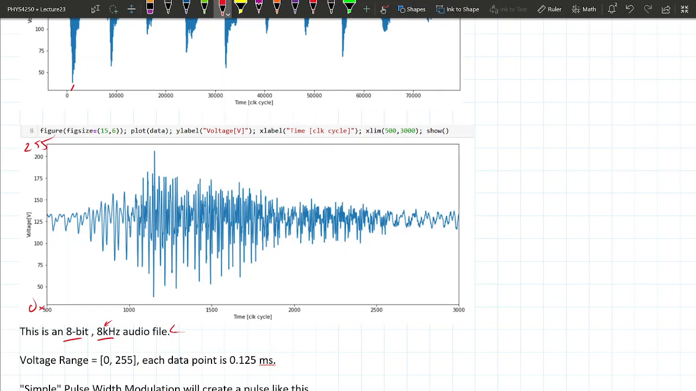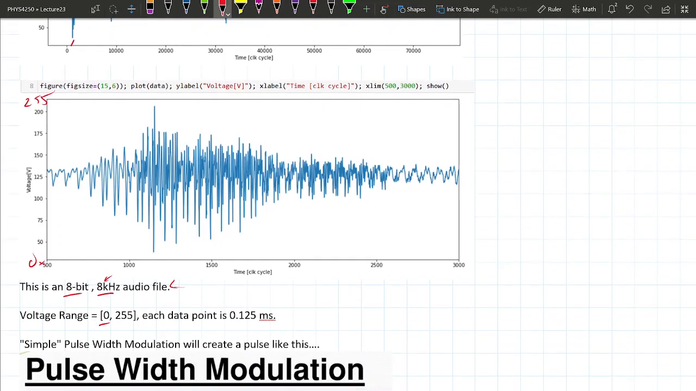Okay. So the voltage range is from 0 to 255, and each data point is going to be 1/8,000, meaning it's exactly 1.25 milliseconds. So that voltage changes every 1.25 milliseconds. All right, so that's what a little audio file looks like in this raw format.